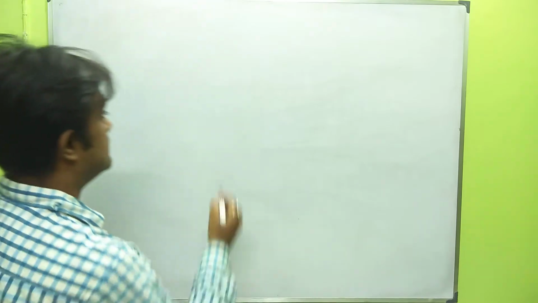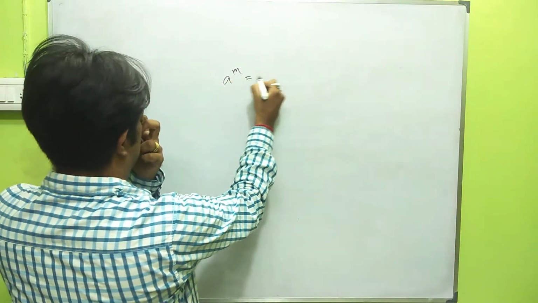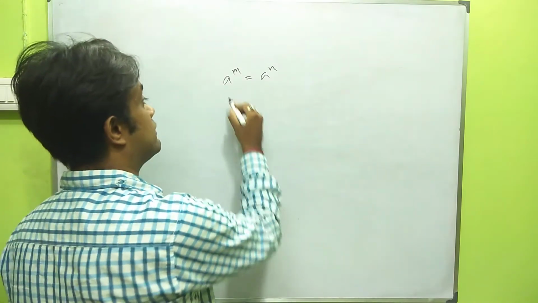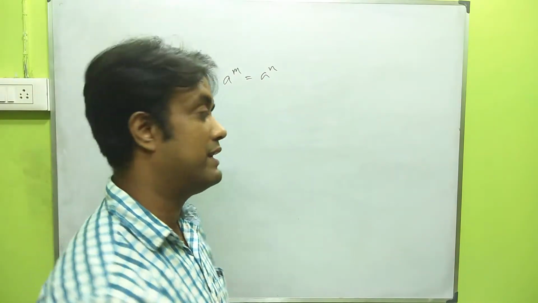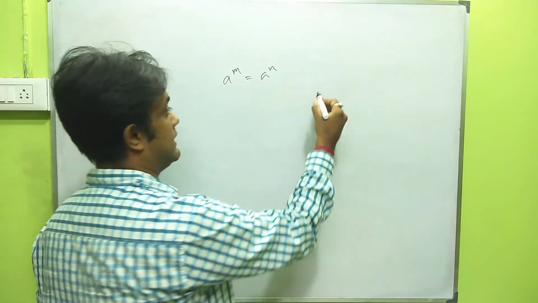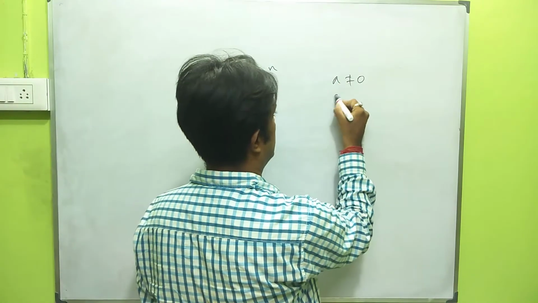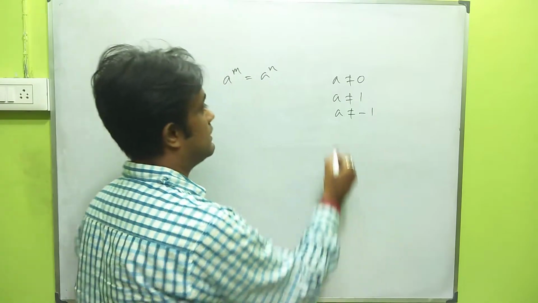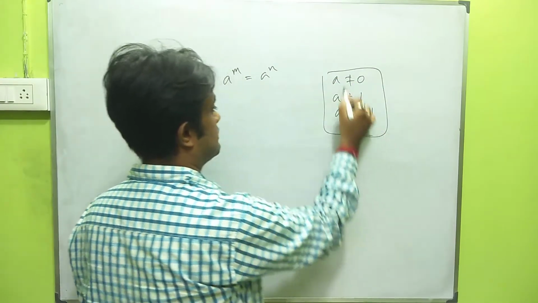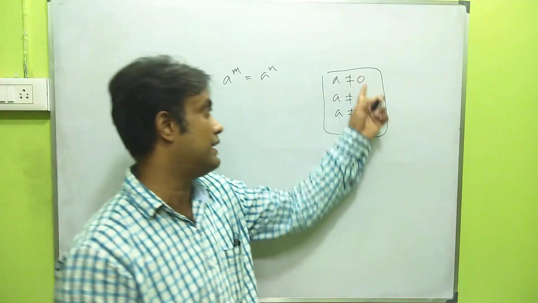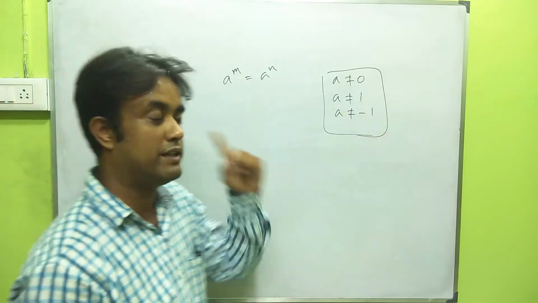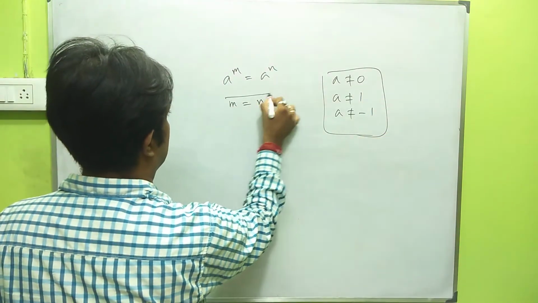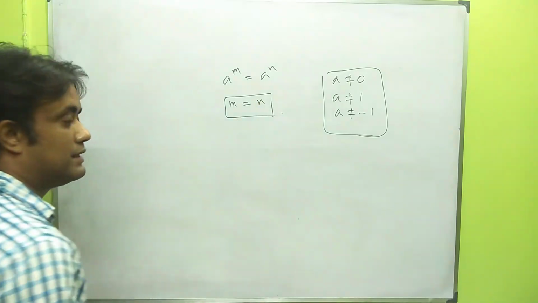If a to the power m is equal to a to the power n, very important formula of indices. If a to the power m is equal to a to the power n, provided the condition a not equals to 0, a not equals to 1, a not equals to minus 1. If a cannot take these three values 0, 1 or minus 1, then it will be m is equal to n.